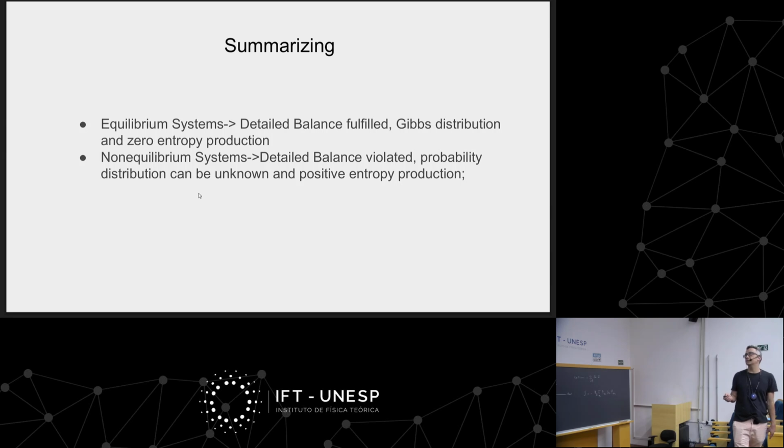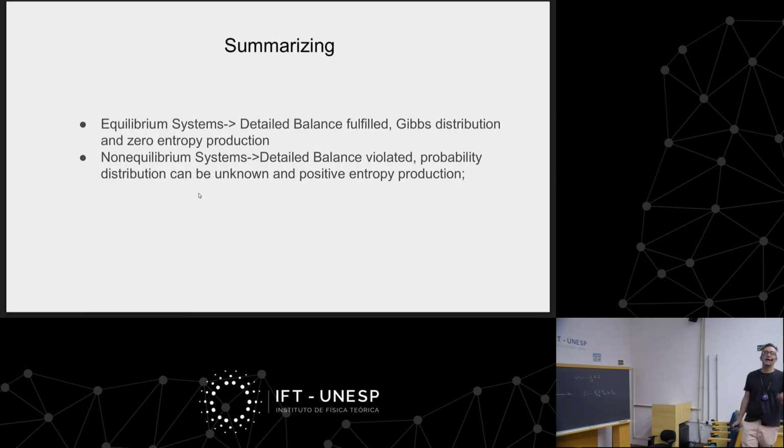Okay, summarizing everything I have discussed. Equilibrium system: the detailed balance is fulfilled. The system will evolve to the Gibbs distribution, and you have zero entropy production in the equilibrium steady state. Non-equilibrium system: the detailed balance is violated. The probability distribution can be unknown. In some cases, of course, from a theoretical point of view, you can solve the master equation and find it. But probably in most cases, it does not have a Boltzmann-Gibbs-like form. And you have positive entropy production, okay?